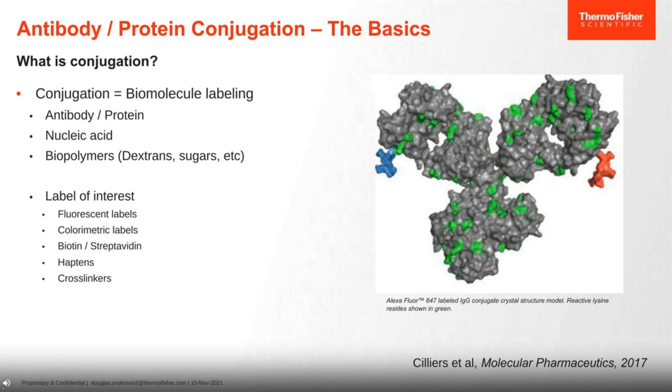On the right here, we have an example of what an actual conjugate looks like. I'm very visual, and I really enjoy thinking about what an actual bioconjugate would look like. So this here is an example of a crystal structure model of an antibody that's been labeled with Alexa Fluor 647, to give you an idea of what this looks like. The green residues are highlighting lysines, which are the particular target for this fluorophore.